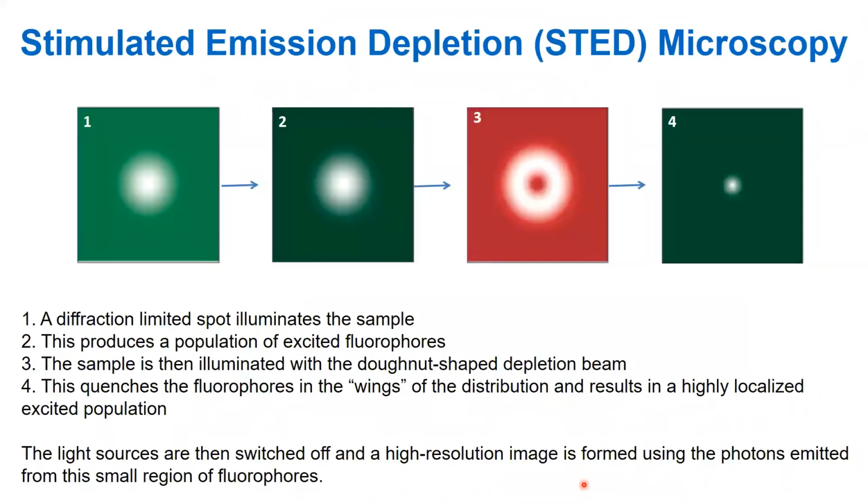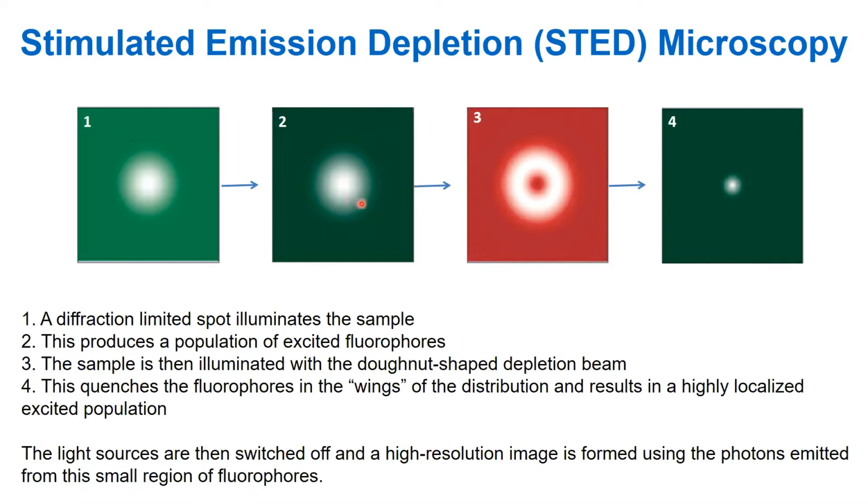So how do some of these techniques work? STED is one of the techniques. There's 2 that actually won this prize. STED is stimulated emission depletion microscopy, and this is a way of trying to image beyond the diffraction limit. So essentially, you start by illuminating your sample with a diffraction limited spot. That's shown in figure 1, and this produces a population of excited fluorophores, and their distribution matches the distribution of your excitation beam.